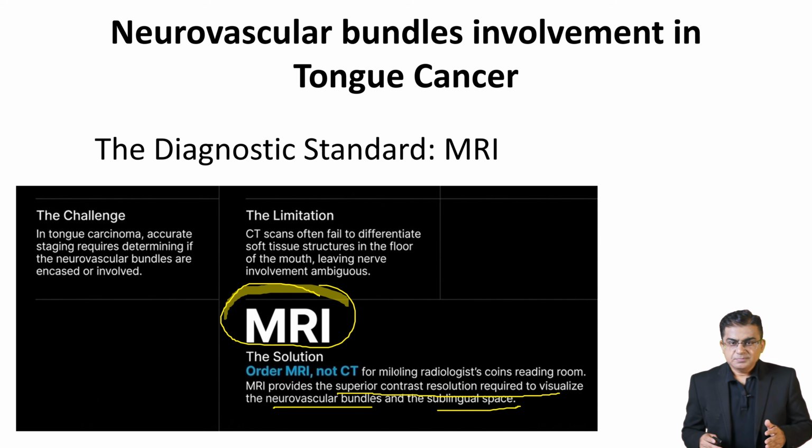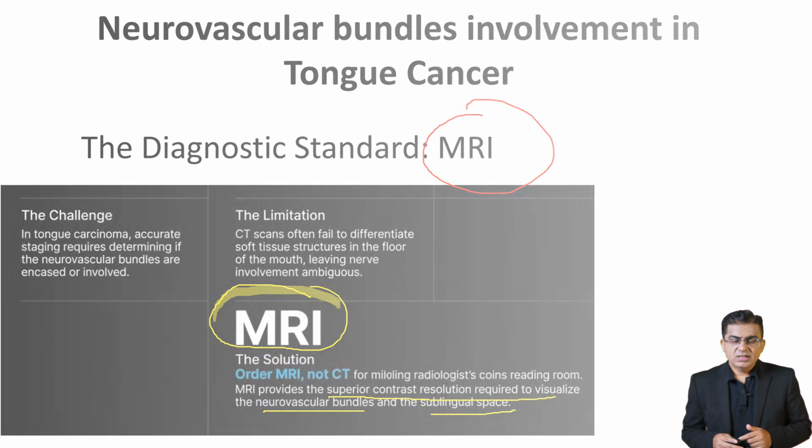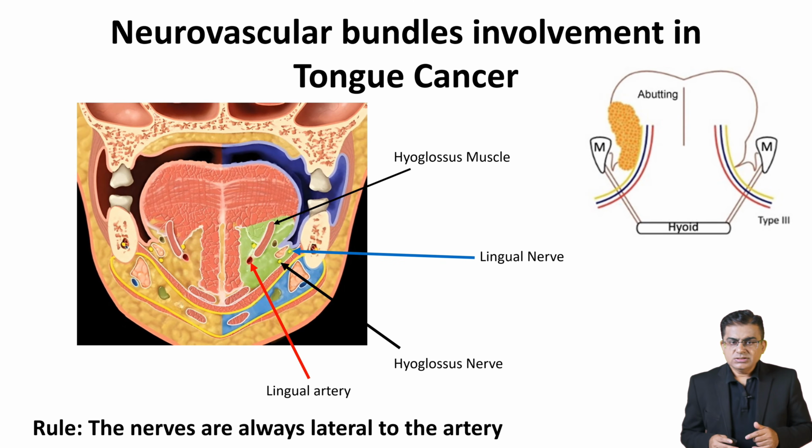So the rule is simple. If you want a precise stage and you need to know if those critical nerves are involved before you plan your treatment, always go with MRI. Before I go on to show you the involvement of neurovascular bundles by the tongue tumor, let me show you some normal anatomy of sublingual space.